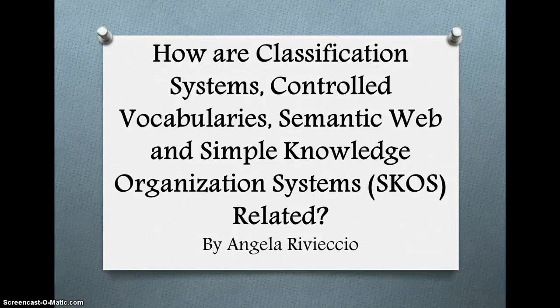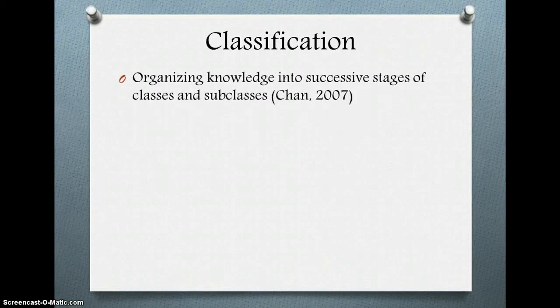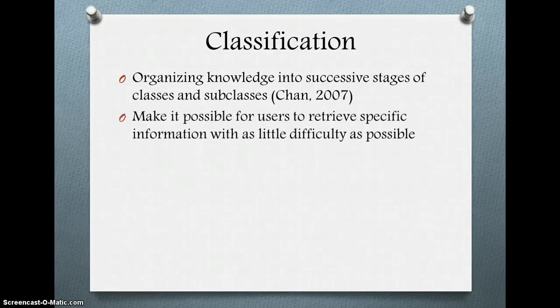How are classification systems, control vocabularies, semantic web, and simple knowledge organization systems, SKOS, related? Classification. The purpose of classification is to organize knowledge into successive stages of classes and subclasses. This makes it possible for information seekers to find and retrieve specific information with as little difficulty as possible.